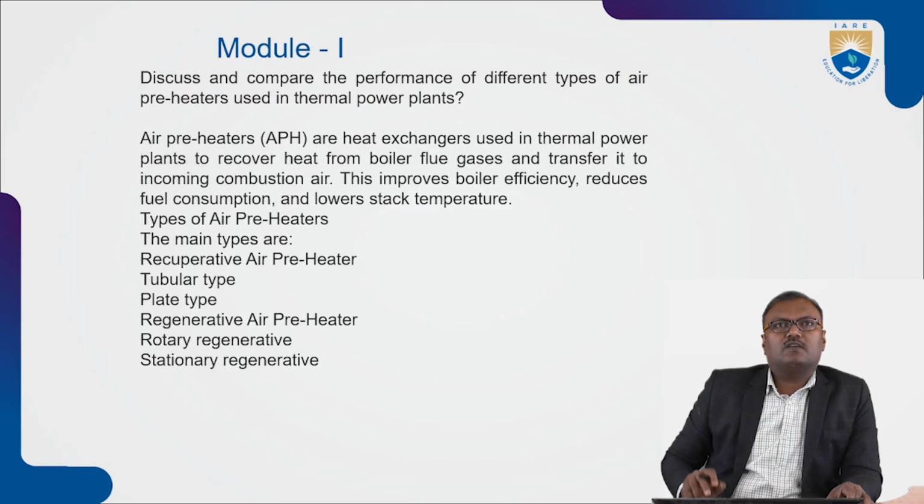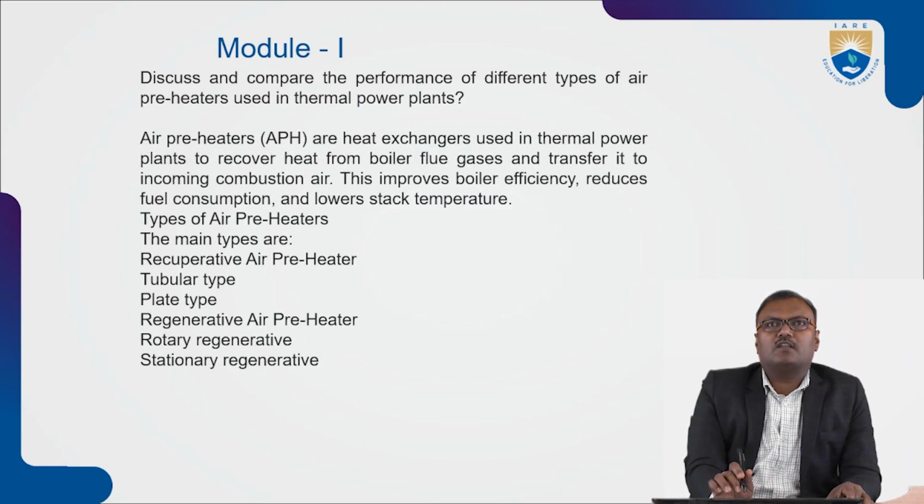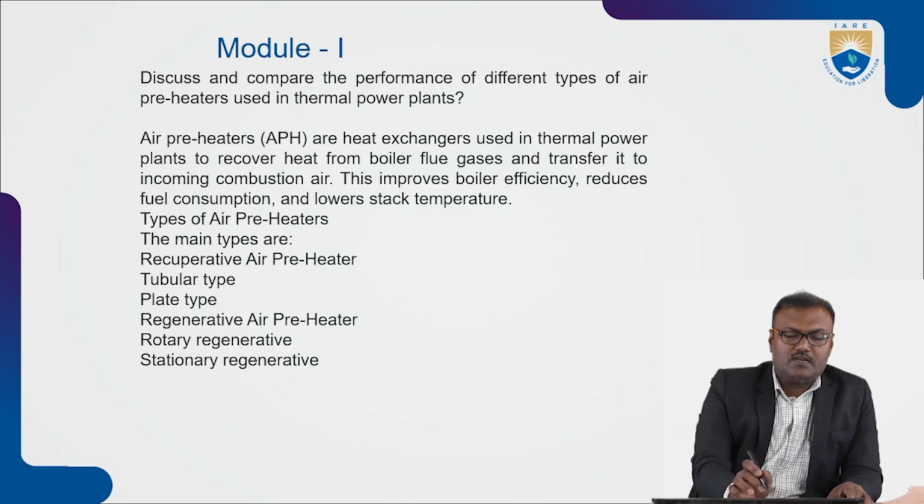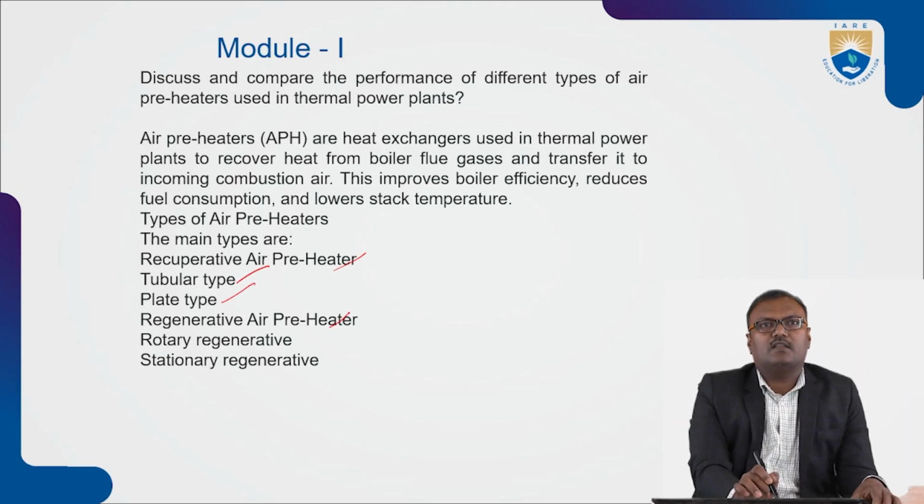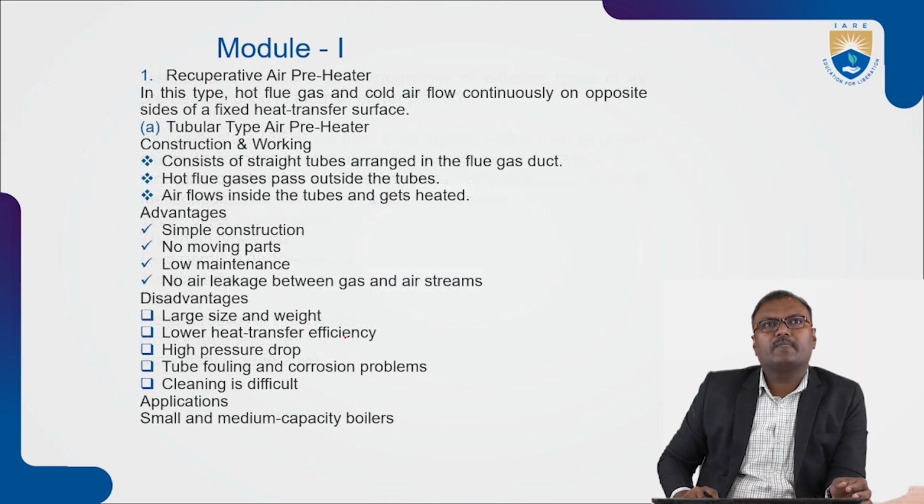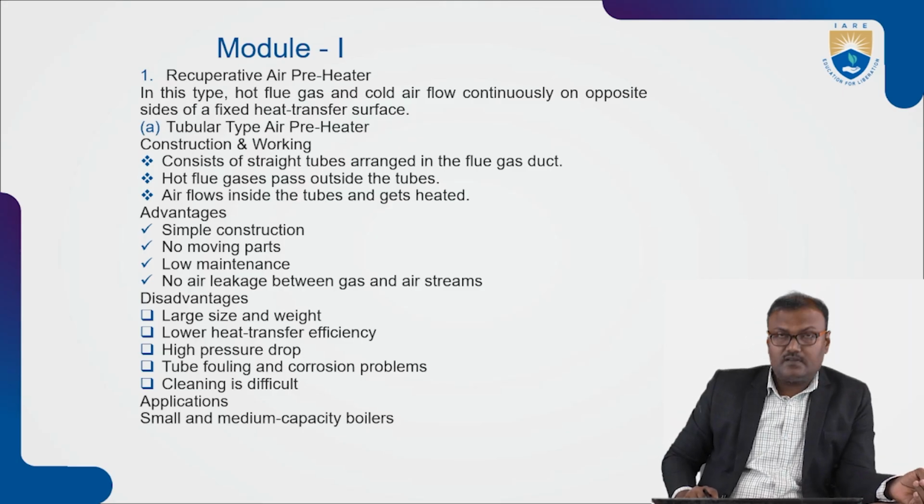So discuss and compare the performance of different types of air preheaters used in thermal power plants. These are the different types of air preheaters: recuperative air preheater, tubular type and plate type, and regenerative air preheater, rotary regenerative and stationary regenerative. So these are the advantages and disadvantages of various types of air preheaters.